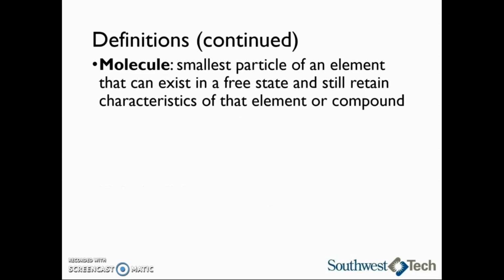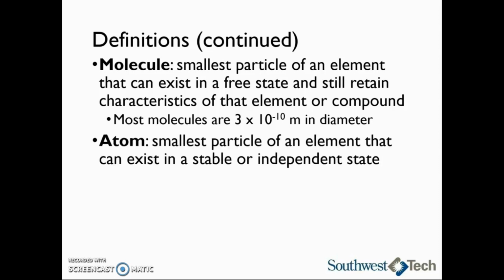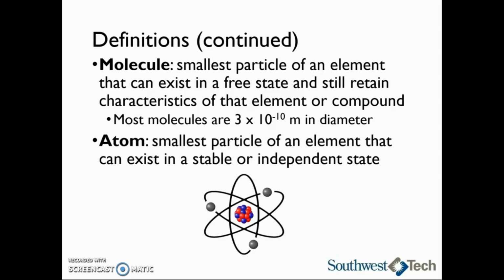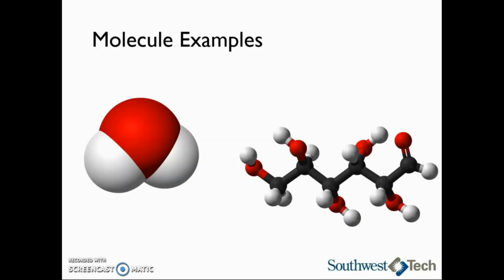A molecule is the smallest particle of an element that can exist in a free state and still retain the characteristics of that element or compound. To get a sense of how large a molecule is, most molecules are around 3 × 10⁻¹⁰ meters in diameter. The last definition we will look at is an atom, which is the smallest particle of an element that can exist in a stable or independent state.